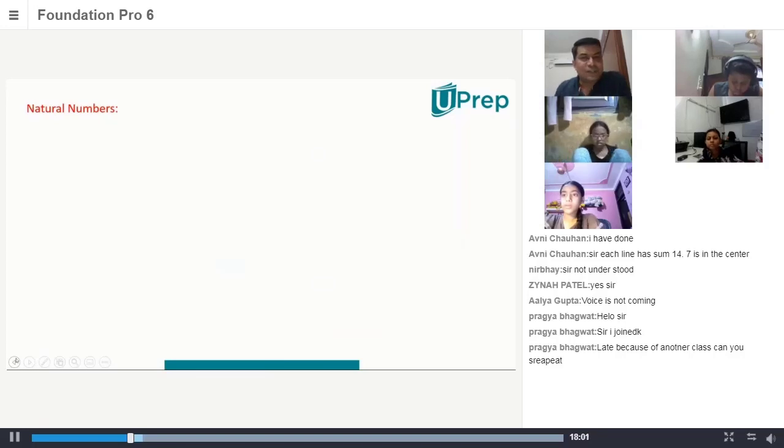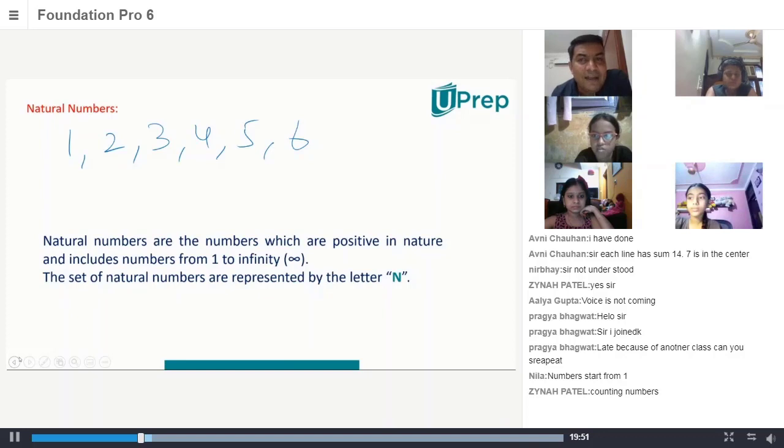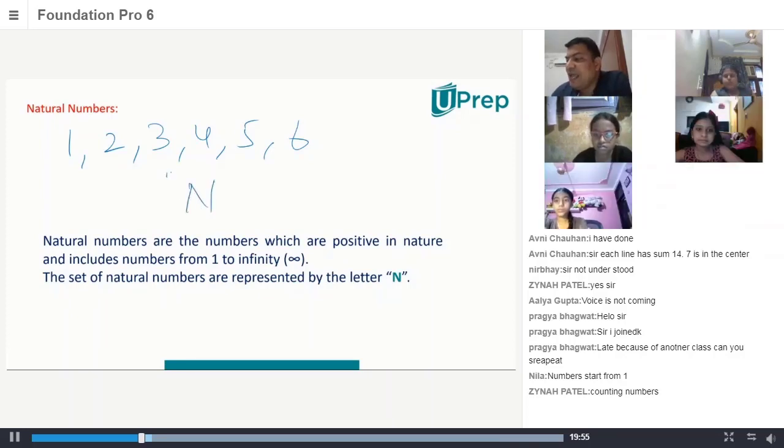Our class is on natural numbers today. Tell me, what are natural numbers? Natural numbers are the numbers which are positive in nature and include numbers from 1 to infinity: 1, 2, 3, and so on. We denote the set of natural numbers by capital N.